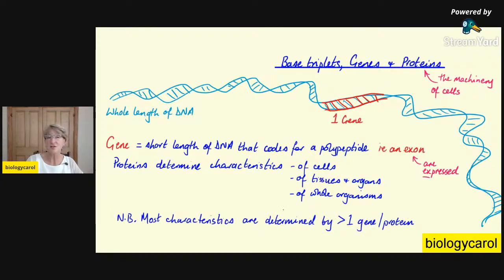Notice that most characteristics are actually determined by many more than one gene. Many of them come together to decide on what a particular characteristic will look like. A classic example for humans would be hair color or skin color.